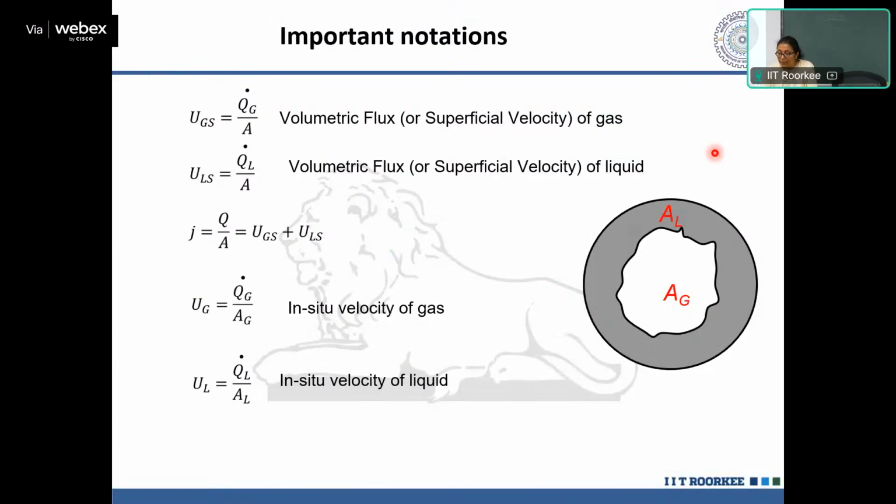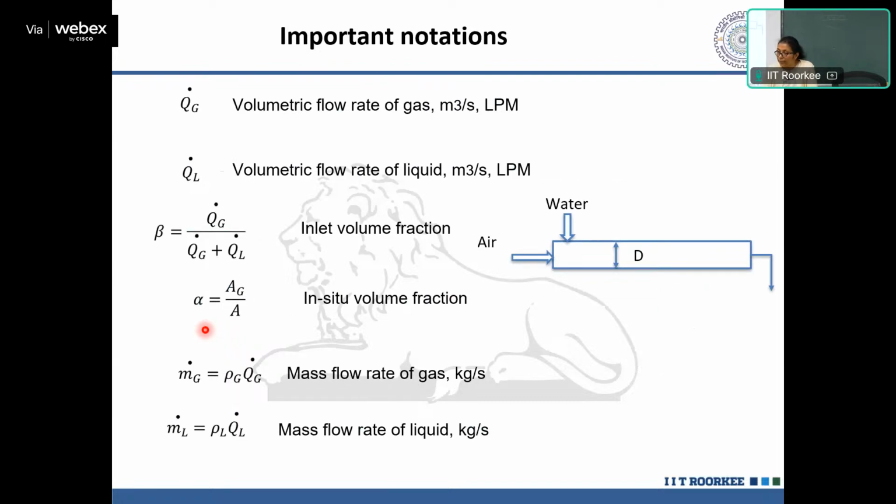So when you divide the volumetric flow rate of the phase by the actual area occupied by that phase inside the tube, that gives you the in situ velocity. That is the actual velocity with which the phase is actually traveling inside the pipe. So for that matter, alpha is a ratio of the areas occupied by, let's say, this dispersed phase to the total cross-sectional area of the pipe.